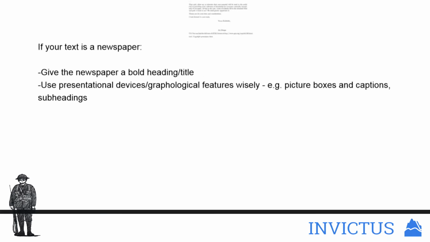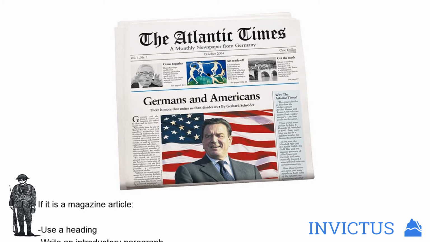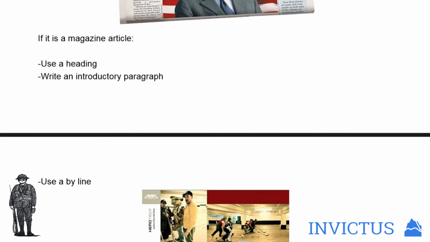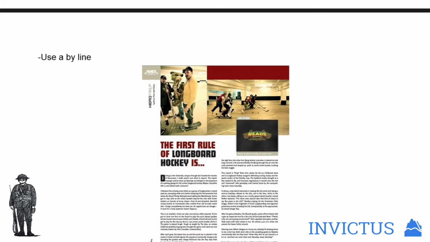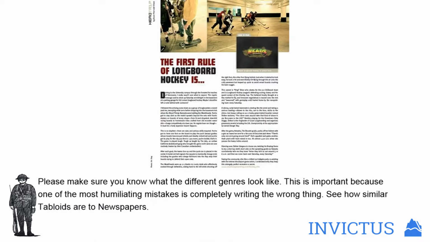Moving on, if your text is a newspaper, please give it a heading, a title. Use proper features and devices such as picture boxes, captions, subheadings, and use the correct font, please. Take an example from here, the Atlantic Times. Basically make it look like it's actually a legit thing. If it's a magazine article, use a heading, write an introductory paragraph, and use a byline. Like here, there's an introductory paragraph, the first rule of longboard hockey is, and you've got a nice banner, nice graphics at the top, and then followed by easy to read straightforward paragraphs of text.